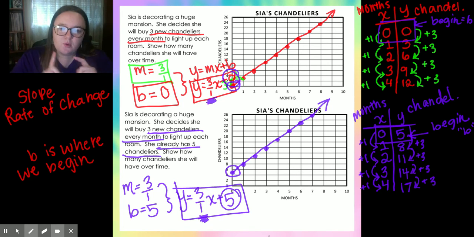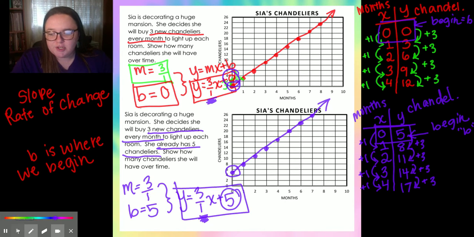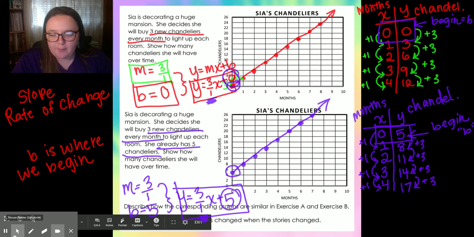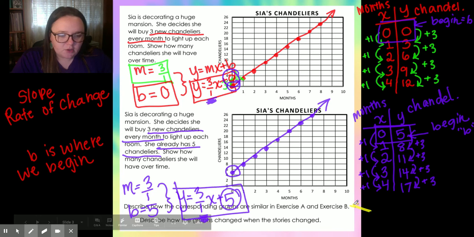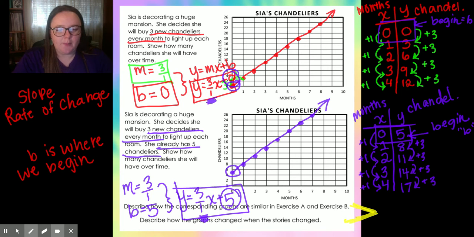We're going to do one more example question together. Before that, I think I have a question here built in for us. I think it's going to pop up. It's a little hard to read here, so let me read it to you. There's a question right here in yellow that I'm going to read out loud to us so we can talk about it. It says, describe how the corresponding graphs are similar in A and B.